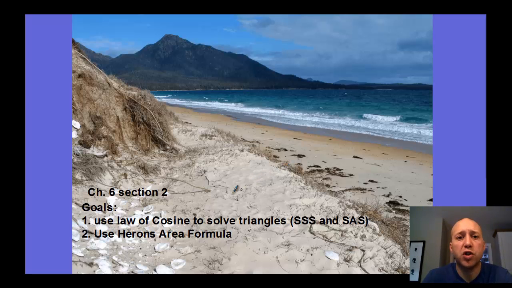Chapter 6, Section 2, so we're going to look at law of cosines. For law of cosines, we're solving the two situations from 6.1 that we were not able to solve with law of sines, and that's side, side, side, and side, angle, side. And then we're going to be able to find the area using all three sides as well.